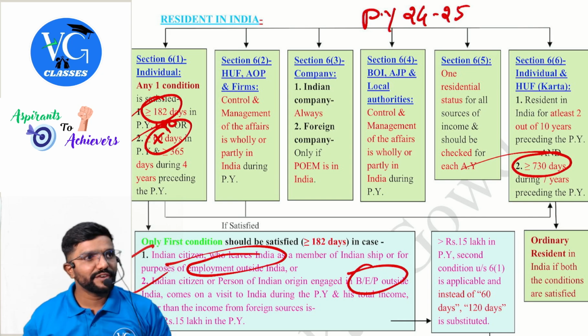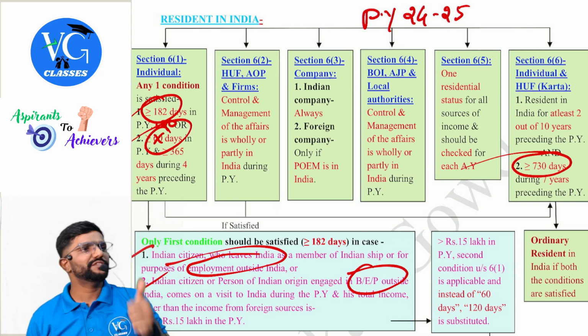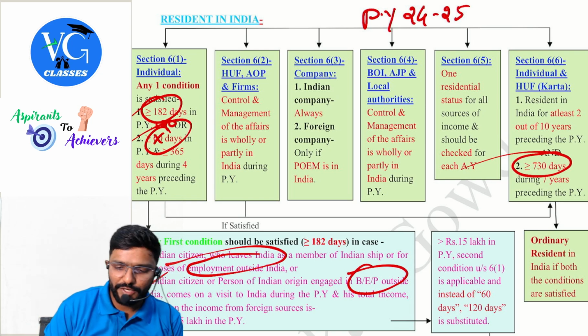Okay. And only for individual and HF, we check additional conditions. Rest all, only one stage. Only for individual and HF, guys, 2 stages. Okay, sir. Now coming to companies.